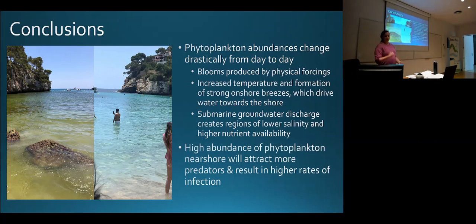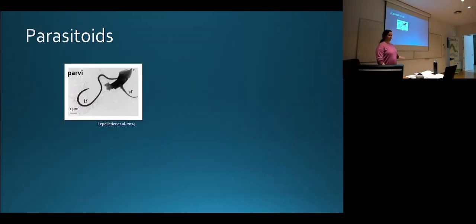And also, high abundances of phytoplankton will attract more predators, so eventually you do get some more predators who can tolerate the lower salinity, but they also result in higher rates of infections of things like viruses, bacteria, and parasitoids, which is the research I'm doing here.